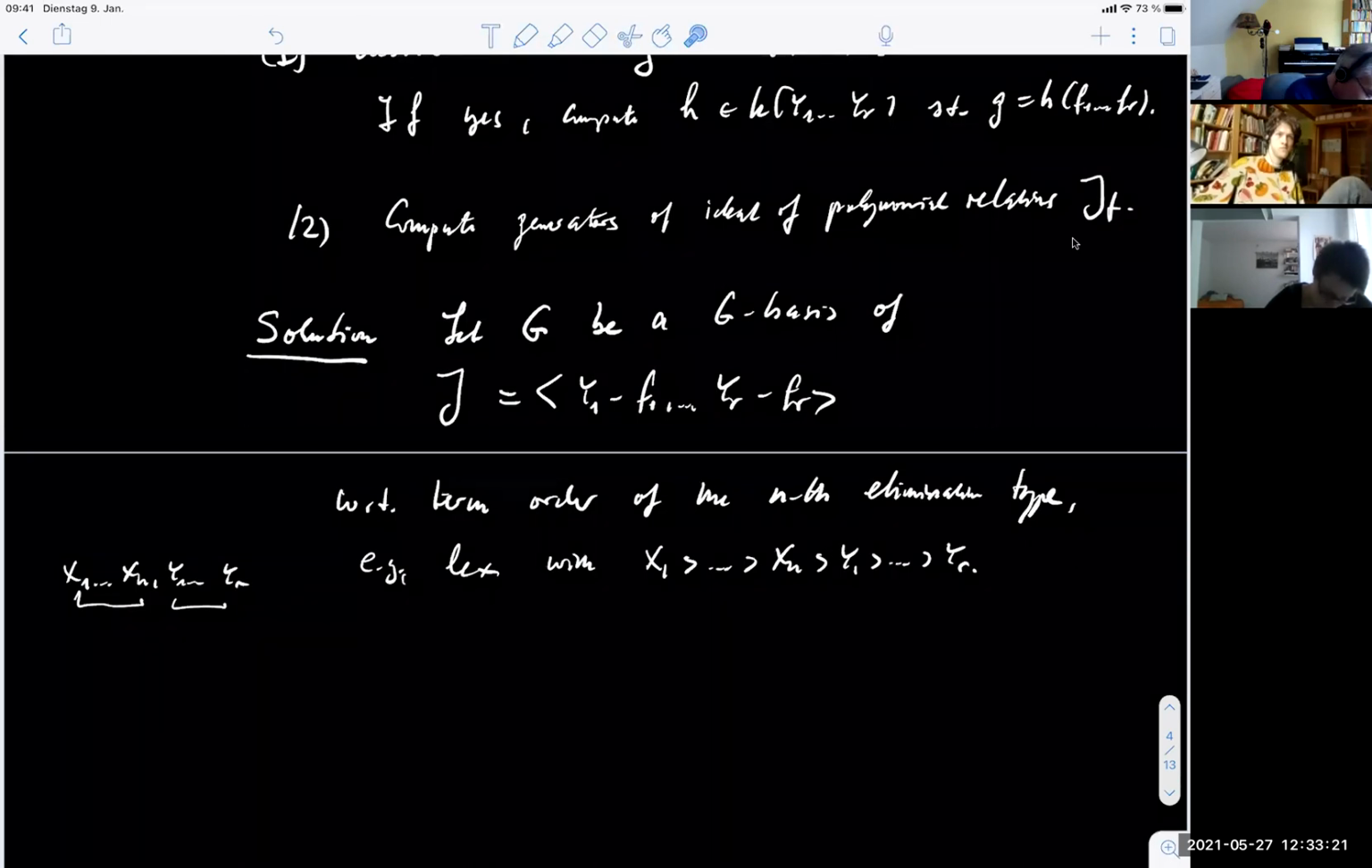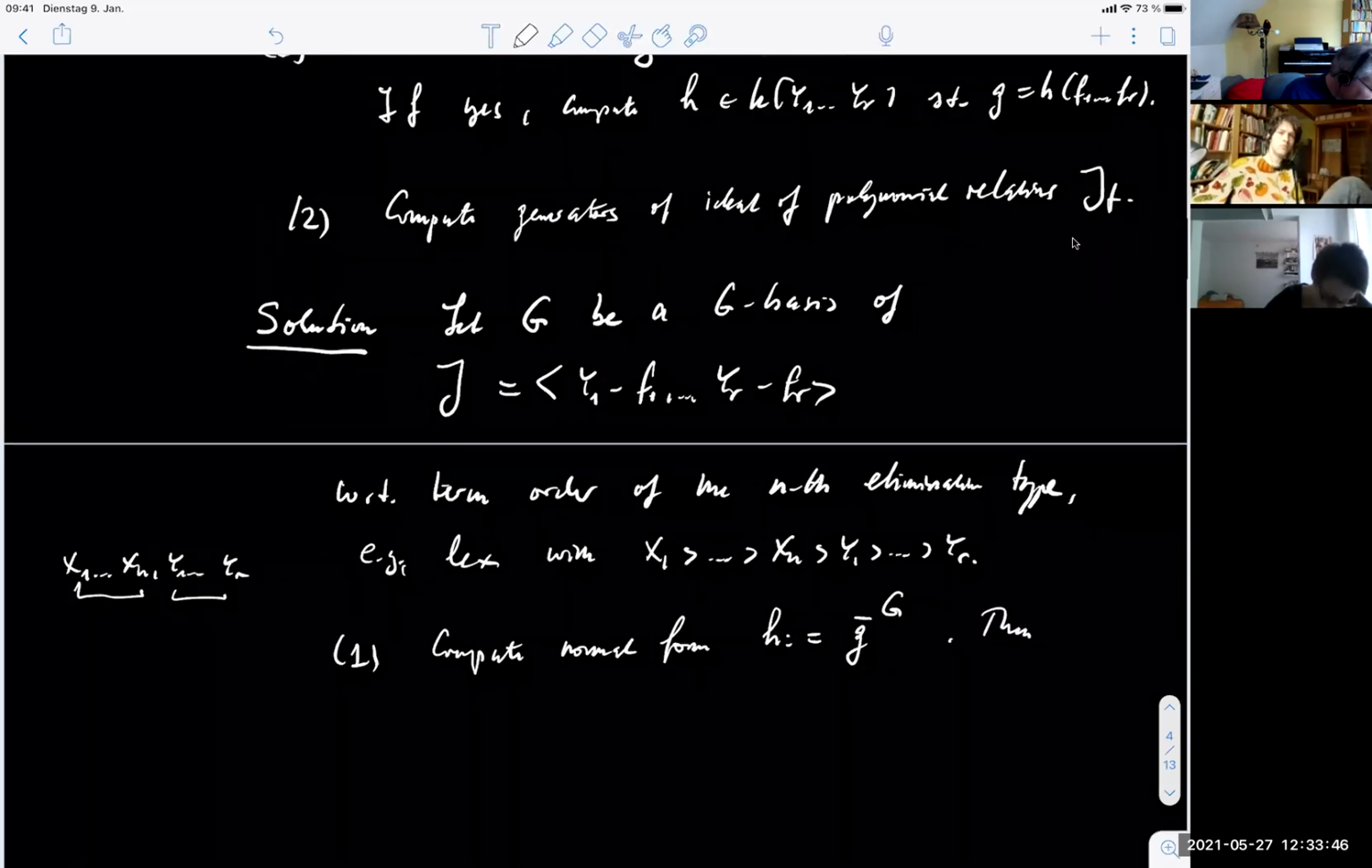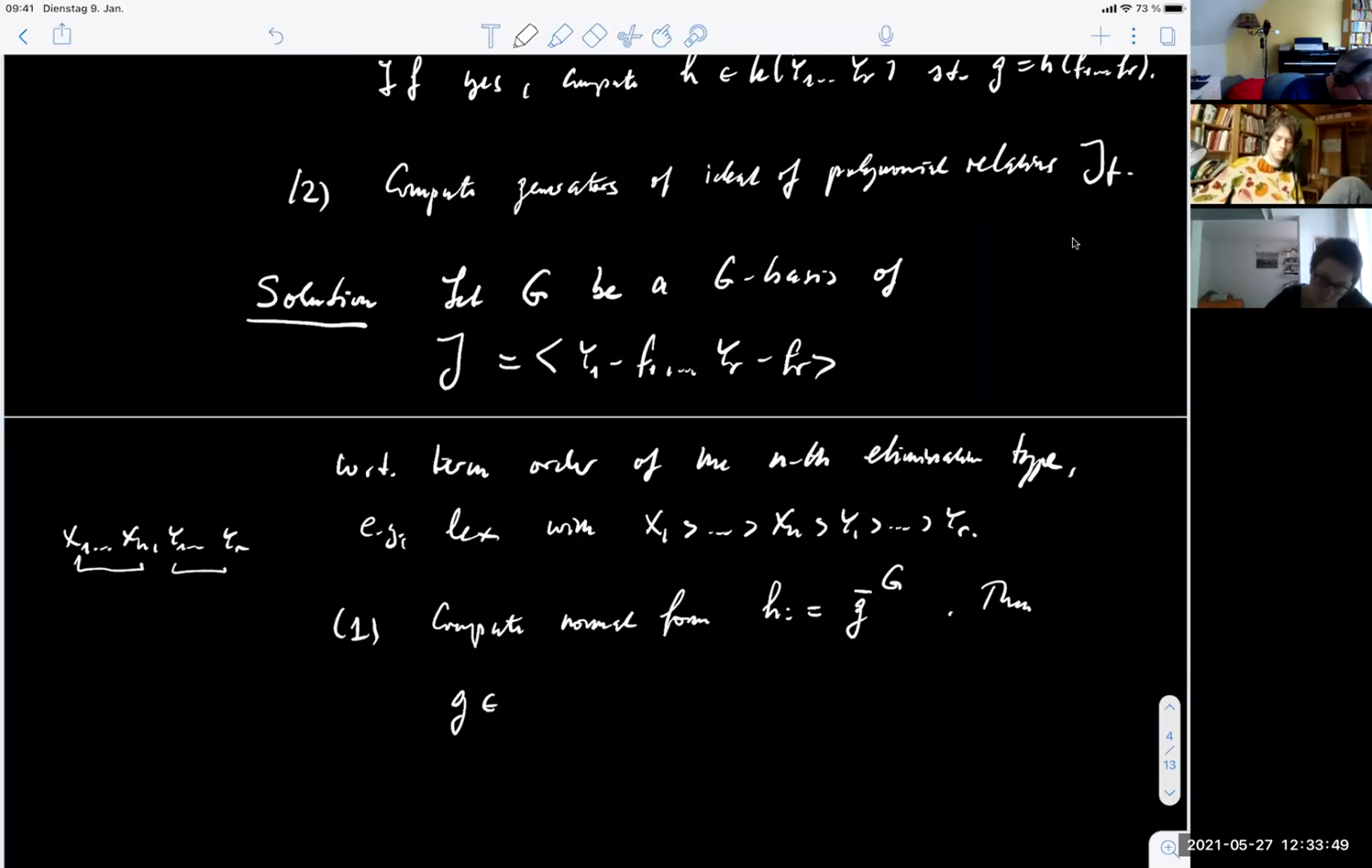Good. And then here is the solution to task one. I compute the normal form with the division algorithm. Let's call it H. H is the result of the division of g, small g, by the Gröbner basis. Okay, I compute that. Then I can say, and this will require some proof, g is in this subalgebra if and only if what?